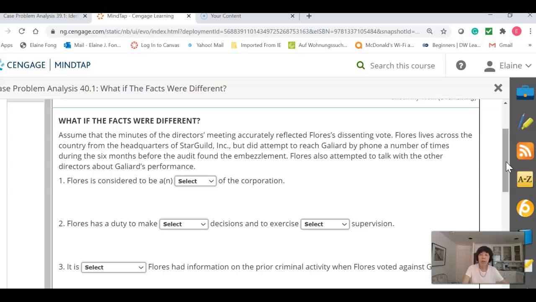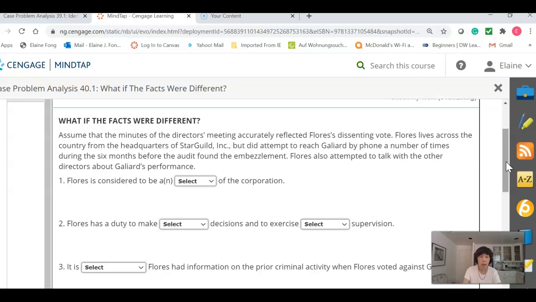All right, so this is a very good contrast to what we read in the original set of facts. Right here, you see what a director should have done in this context if he had qualms or concerns about hiring Galliard first, and then continued to monitor what Galliard was doing with the corporation. That would be fulfilling the director's obligations to the corporation.